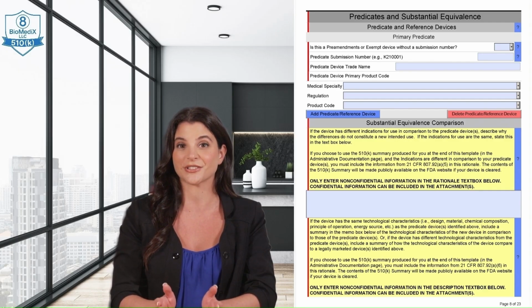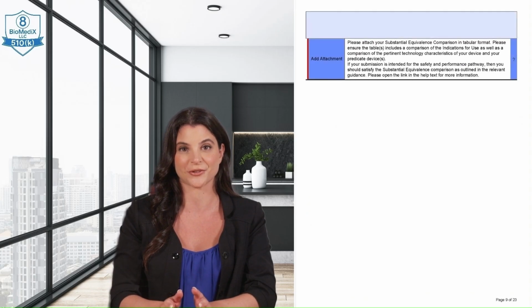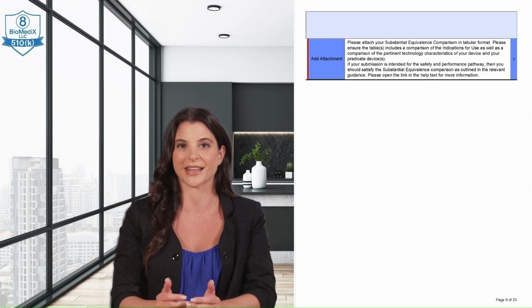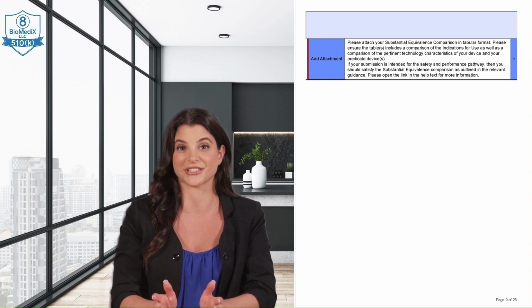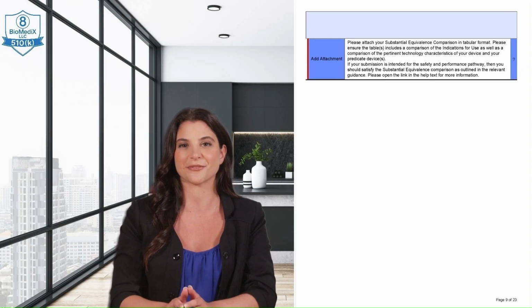Page 9. Substantial equivalence comparison, 510K. On page 9, for 510K submissions, you will attach a substantial equivalence comparison in tabular format, ensuring it includes a comparison of the indications for use and pertinent technology characteristics of your device and predicate device or devices. If your submission is for the safety and performance pathway, you should satisfy the comparison as outlined in the relevant guidance. You must explain how any differences do not affect safety or effectiveness of your device compared to the predicate.